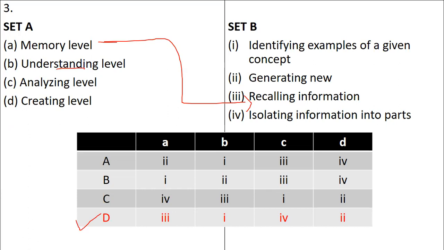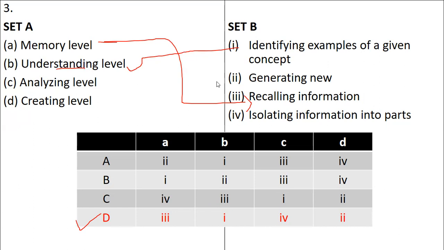Understanding level. Now when we talk about understanding level, whatever you have understood, you are supposed to present that information with the help of concepts, with the help of your own words or your own understanding. So yes, you have to identify the examples of a given concept; that comes in understanding level. That is option number one, so B is option number one. Okay.